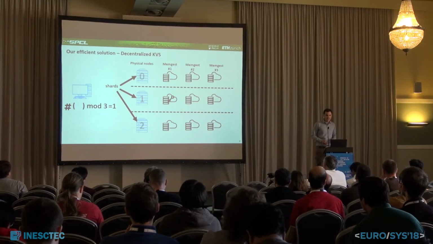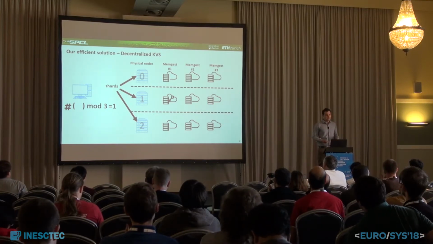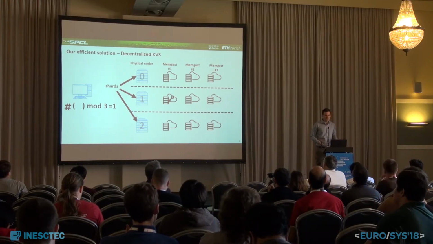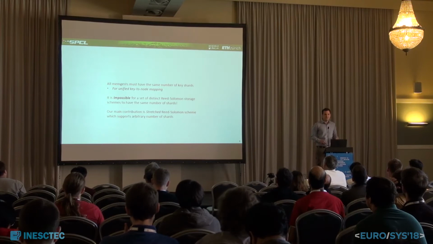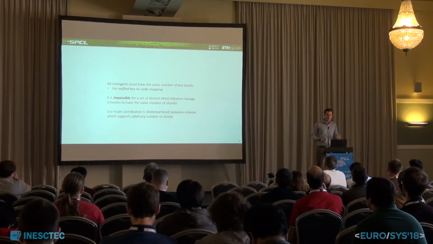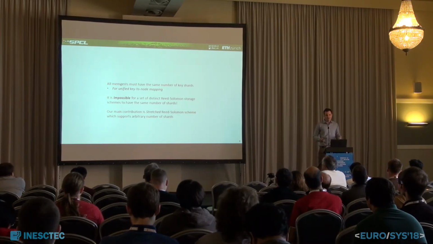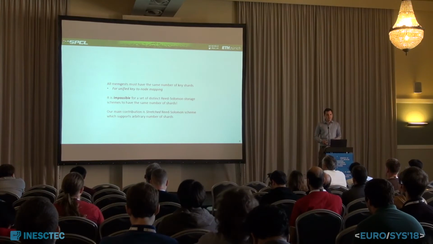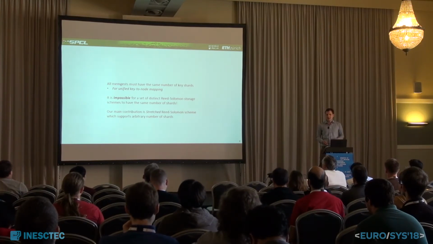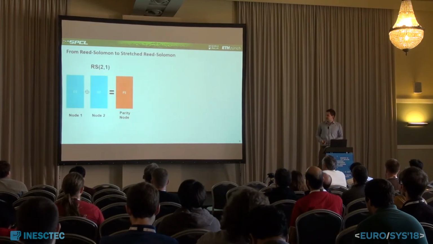The problem here is that not all storage schemes can have the same number of key shards. And the problem comes from the Reed-Solomon scheme. In Reed-Solomon, the number of key shards, or number of data nodes, is strictly connected to the encoding. So to circumvent this limitation, we designed a modification to Reed-Solomon, which we called Stretch Reed-Solomon, and I'd like to introduce it on the next slide.